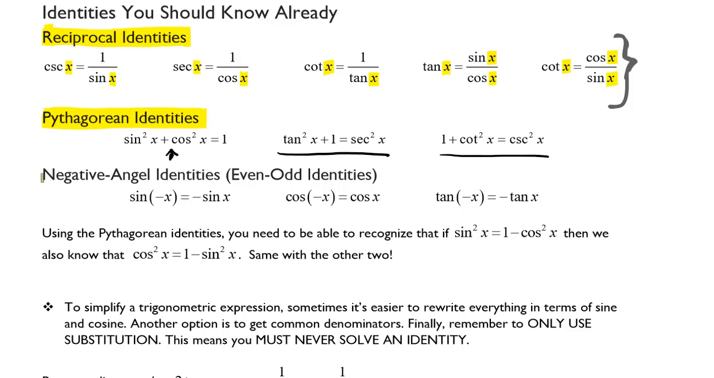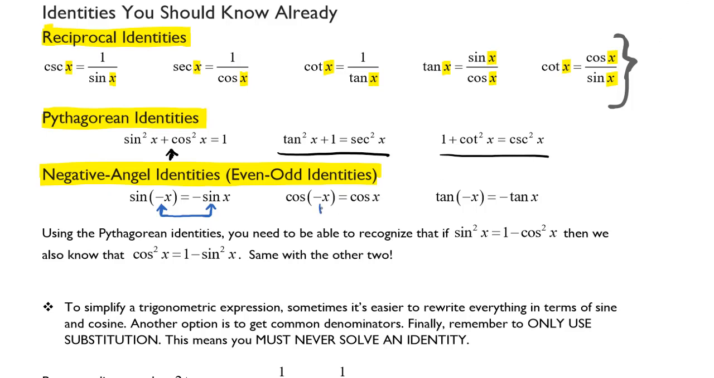And then the next one we have is the negative angle identities. These are called even-odd identities, and this just says that if you were to put a negative angle inside the sine function, it's equivalent to the negative sine x. This becomes more obvious and useful when you get to calculus, but for now, if you were to graph these two functions, sine of negative x and negative sine of x, you would see that they were equivalent.